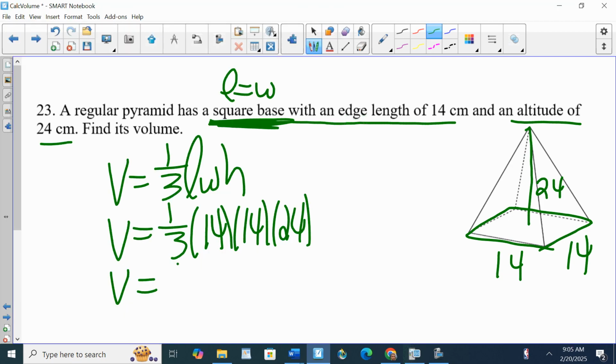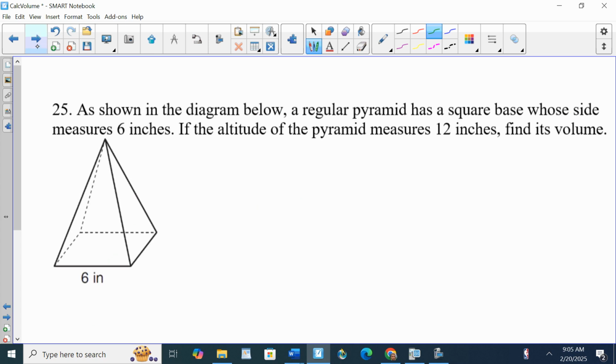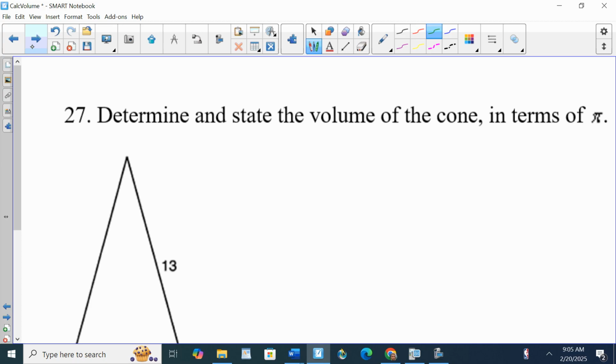1568. Most of the time with a pyramid, it does have a square base. So if it's a square base, the length and the width are the same because a square has all sides the same. So that is a twist that will definitely come up in this whole set of problems.